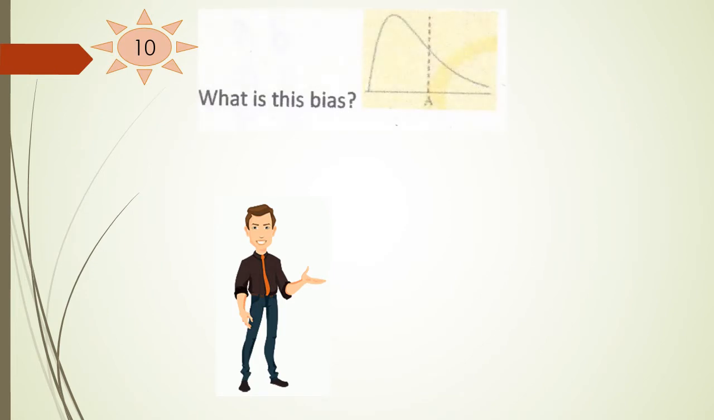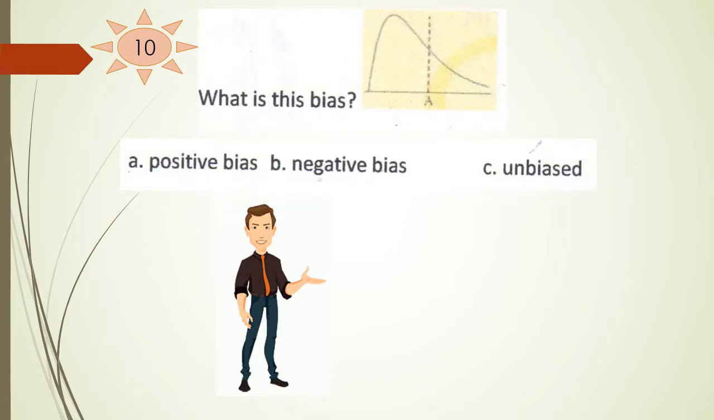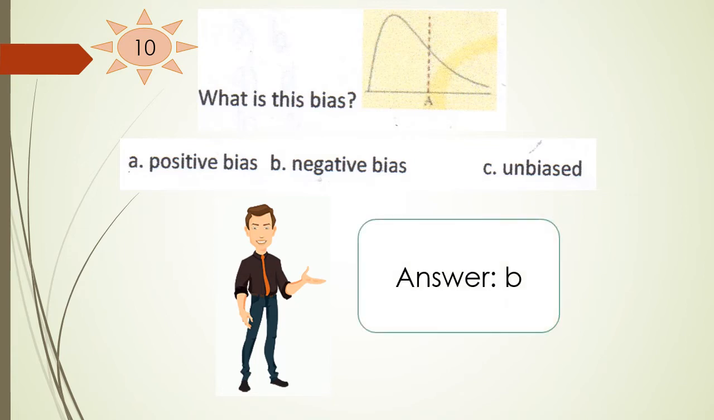Number 10. What is this bias? Letter A. Positive bias. B. Negative bias. Or letter C. Unbiased. As you have noticed, the graph is inclining to the left. So this is letter B. Negative bias.